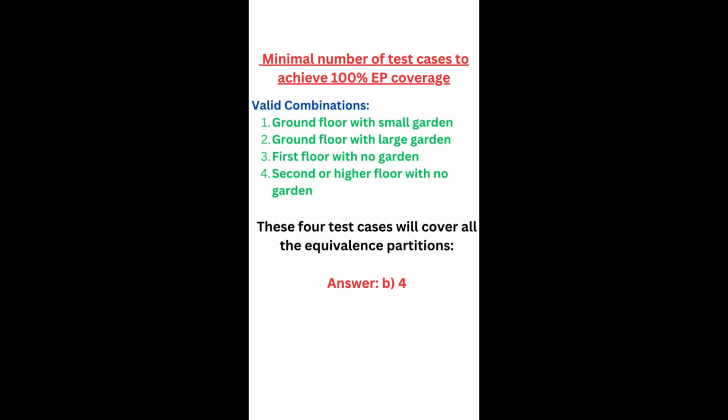The minimal number of test cases to achieve 100% EP coverage are: 1. Ground floor with small garden. 2. Ground floor with large garden. 3. First floor with no garden. 4. Second or higher floor with no garden. These 4 test cases will cover all the equivalence partitions. The answer is B, 4.